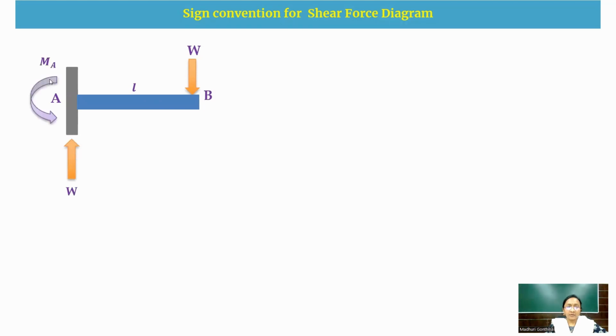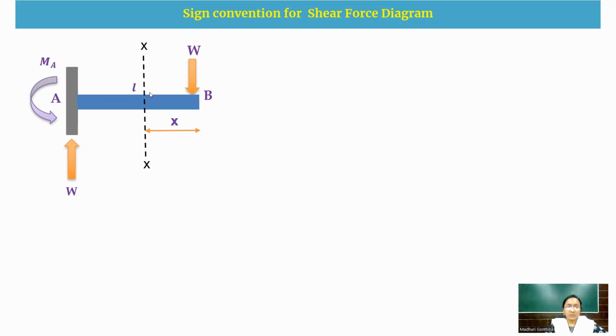Now coming to the sign convention for a shear force diagram, consider a cantilever beam AB, which has a span L and a point load W at the free end. Due to the fixity, you have a reaction W at the fixed end, and a moment also develops at the A support, that is MA. Now we take a section XX from the free end, at a distance of X.